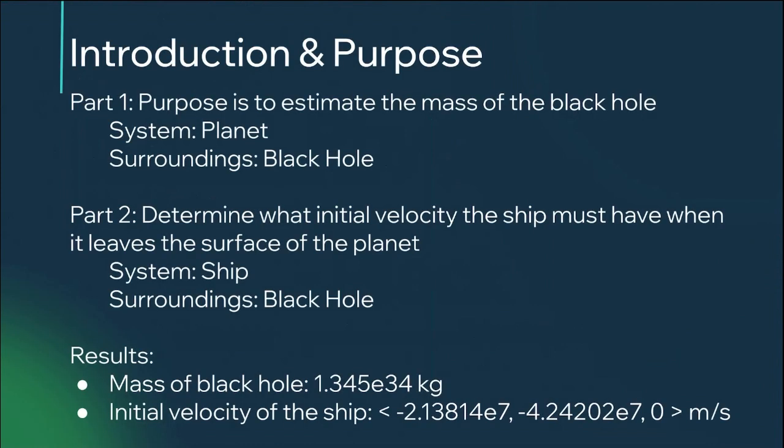So for our introduction and purpose, in part 1, our purpose is to estimate the mass of the black hole. The system in this case is a planet, and the surroundings is a black hole. Part 2, we will be determining the initial velocity that the ship must have when it leaves the surface of the planet. In this case, the system is a ship, and the surroundings is the black hole. The results that we come up with are that the mass of the black hole is 1.35e34 kilograms, and the initial velocity of the ship is the vector <-2.1e7, -4.2e7, 0> meters per second.